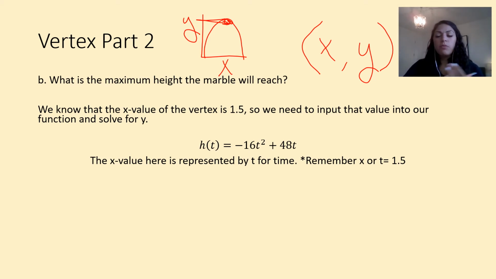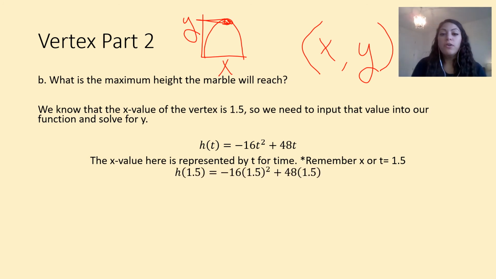Now again, in this problem we're using h for height, t for time, but you need to keep in mind x means time, so it's the same as t. So that's why I wrote, remember, x or t is 1.5. Okay? So I plugged it in for us in parentheses. Every time you plug in, you want to plug it in parentheses. So we have h of 1.5. That is function notation for saying the height when 1.5 seconds has passed is equal to negative 16 parentheses 1.5 squared plus 48 times 1.5.